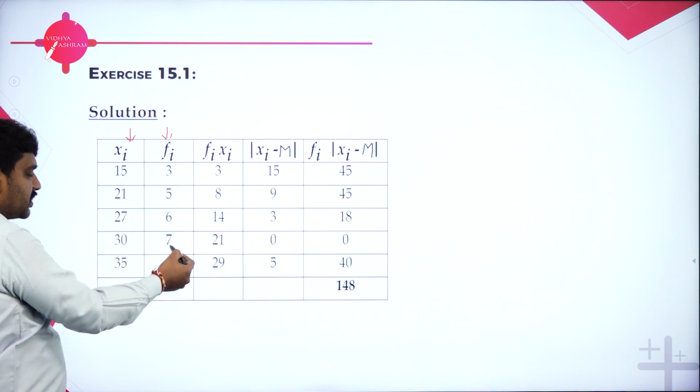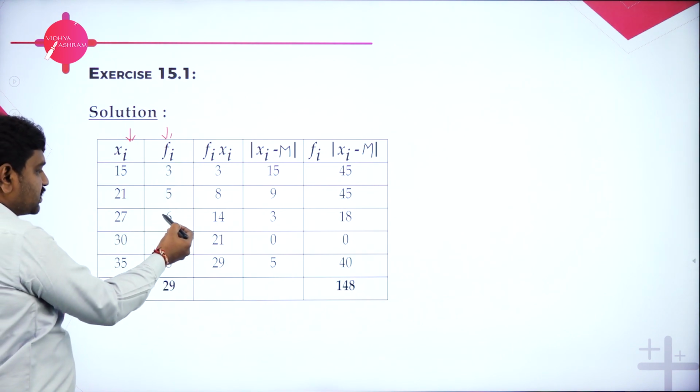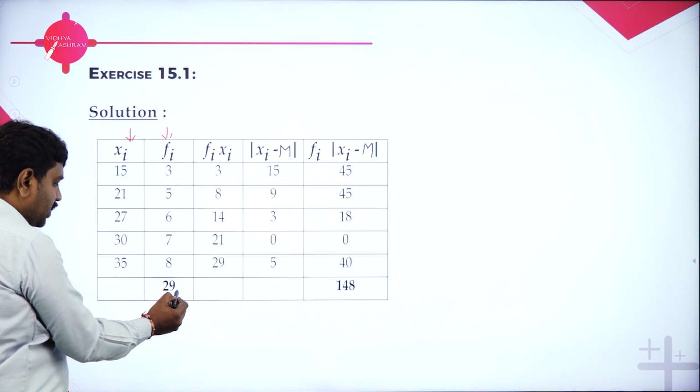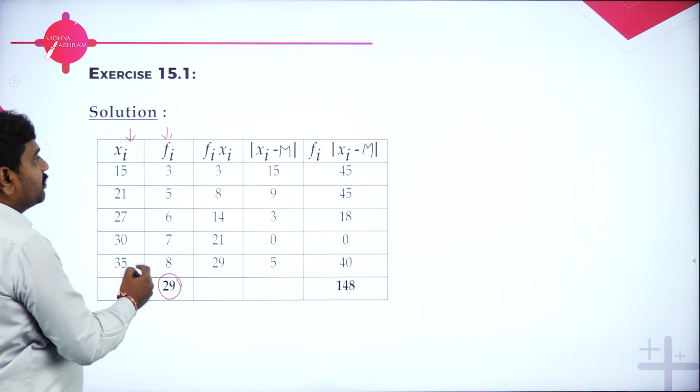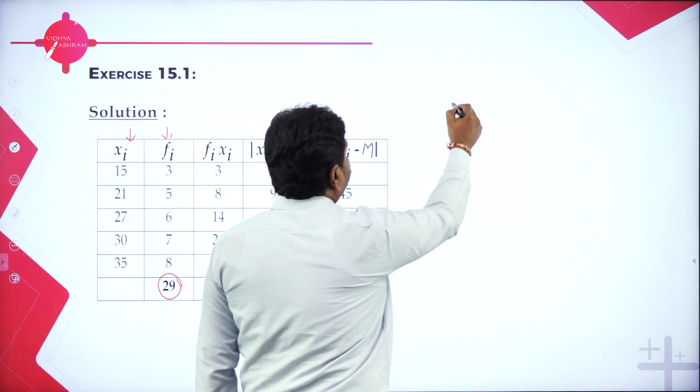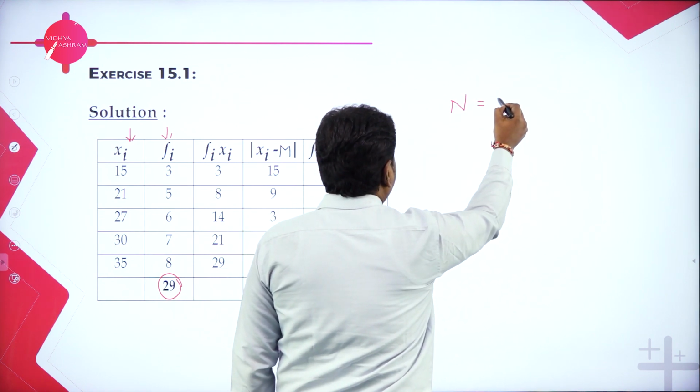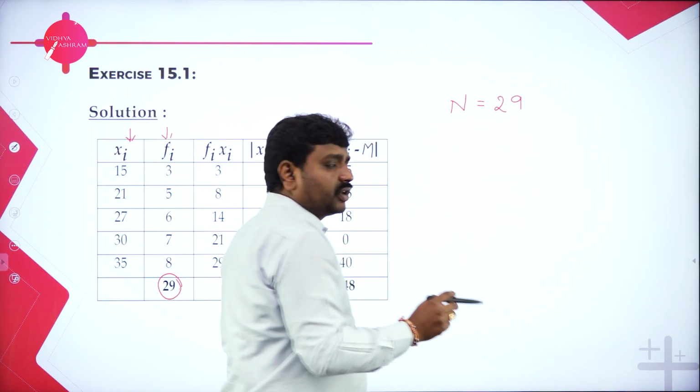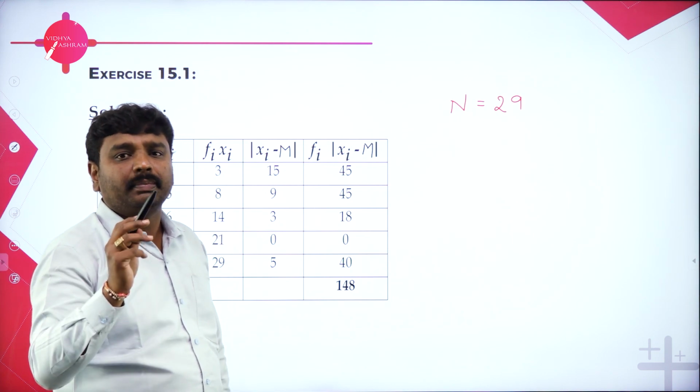Now add all the frequencies. 3 plus 5, 8, 8 plus 6 plus 7 plus 8. If you add, you will get 29. So sum of the frequencies we call it as what? N. So n you got. What is n? 29. So after you get n, from n you should go for median.